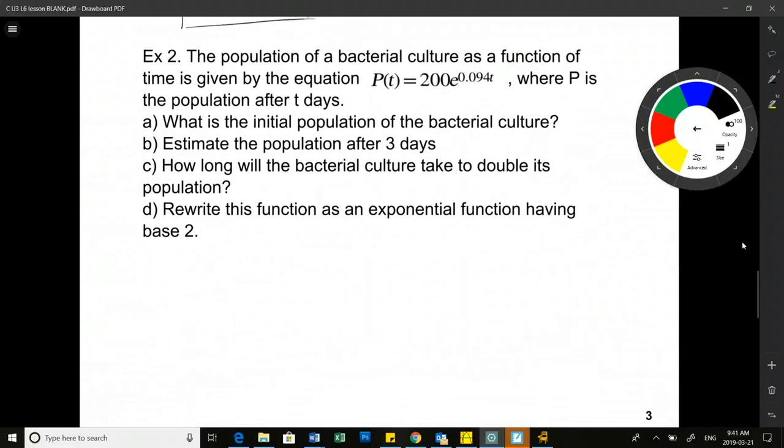And then we're just going to do an application question to remind us about how we do these. So we have a bacteria culture, and it's given as a function of time by the equation P of t equals 200 e to the exponent 0.094 t, where P is the population after t days. What is the initial population of the bacteria culture? How much time has passed when I take the initial sample? 0 time. So initial time means time is 0, right?